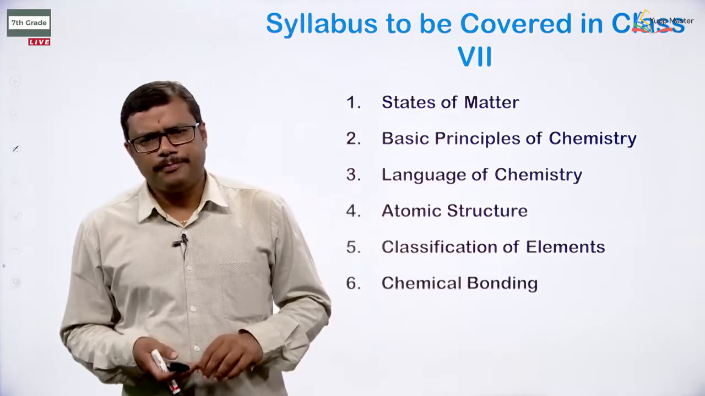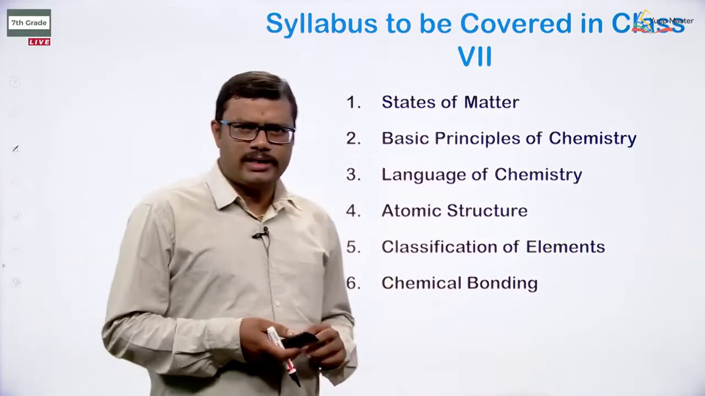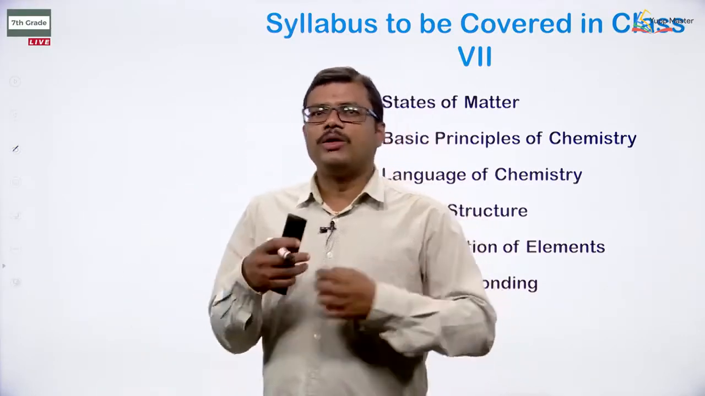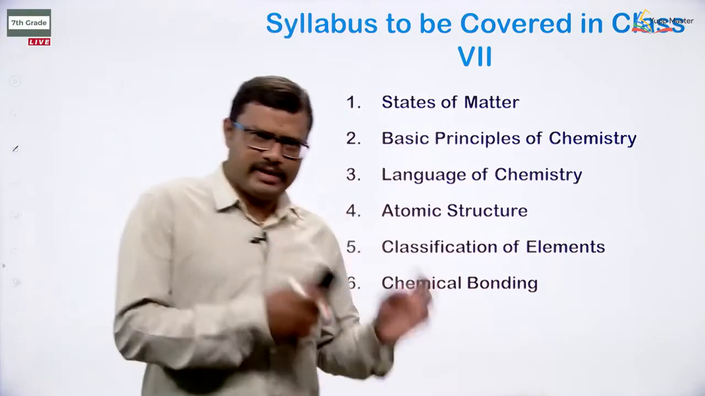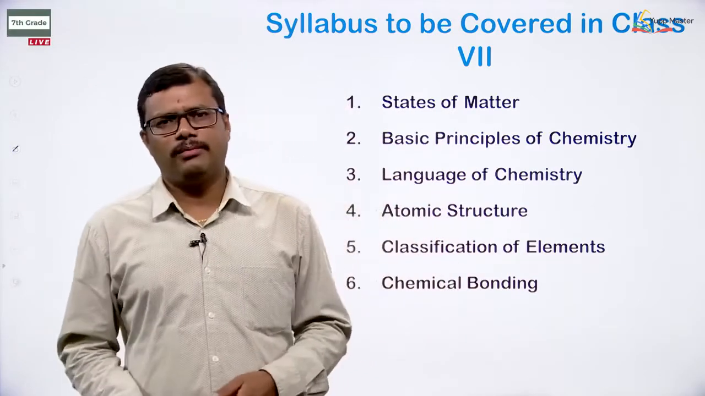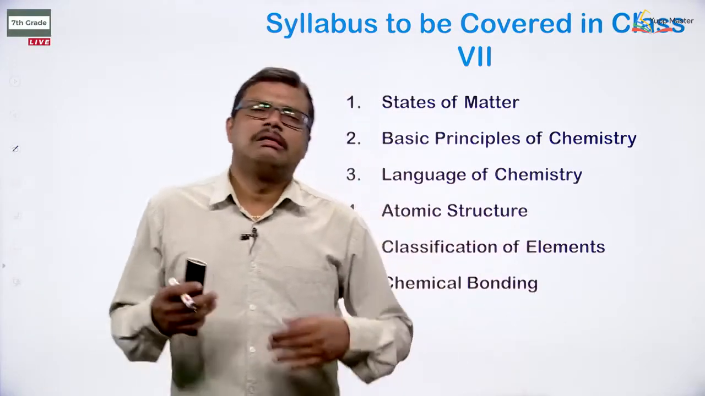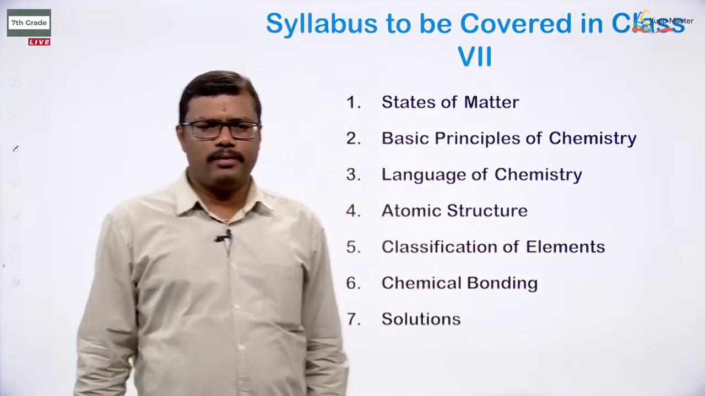The next one is chemical bonding. How the chemical bond is the responsible factor for keeping the atoms together, how the atoms are held together, the different chemical bonds, ionic bond and covalent bond, what is the difference, how the ionic bond is formed, what are the characteristics of ionic bonds, what are the characteristics of covalent bonds, all these things we are going to look into in this topic, chemical bonding.